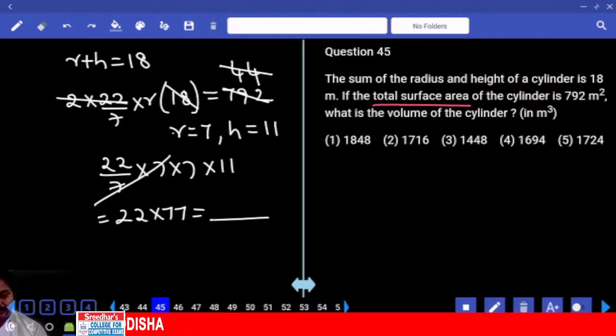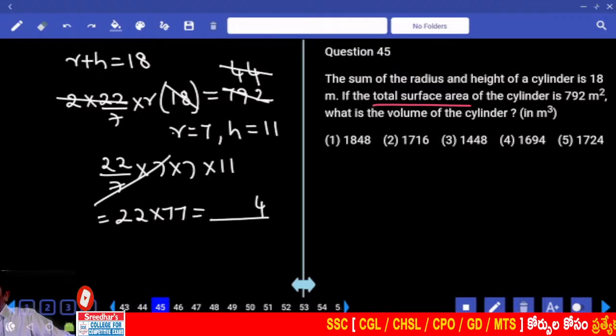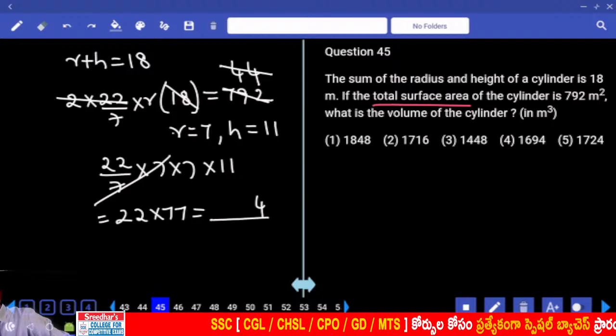The answer ends with, how many options are there? 2 options are there, but the answer must be an 11 multiple, or else what I can do is, not even 7 multiple. Look at your numbers, 22 and then 77. Okay, wait.